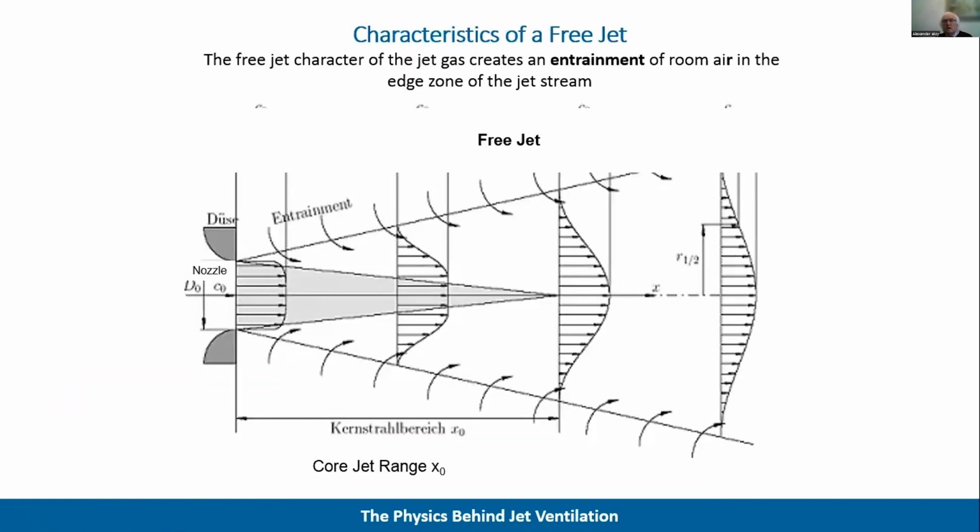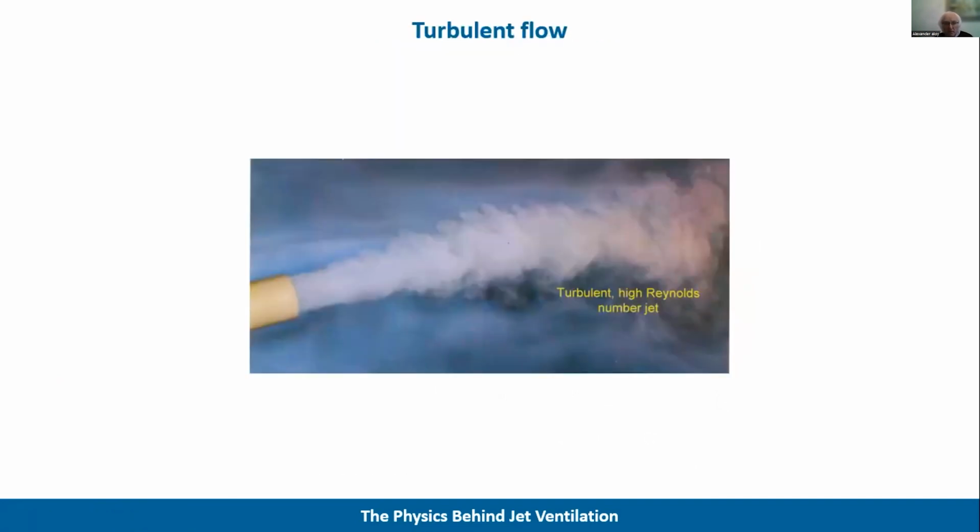That's verständlich. Here you can see the characteristic of free jet. The free jet character of the jet gas creates an entrainment of room air in each zone of its jet stream. When the oxygen concentration on the top of the needle is 100%, 20 centimeters further down, the oxygen concentration is about 70%. And this is caused through this entrainment of room air. You can see a typical turbulent gas flow with a high Reynolds number.